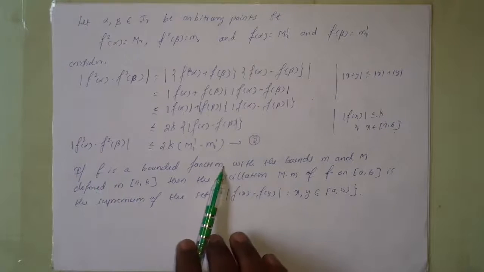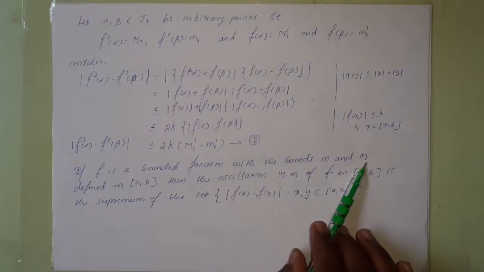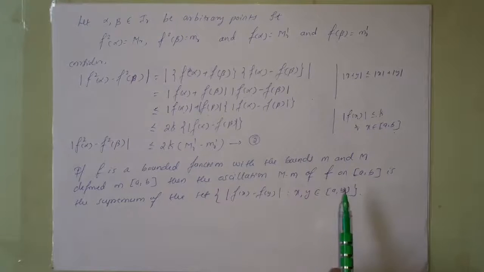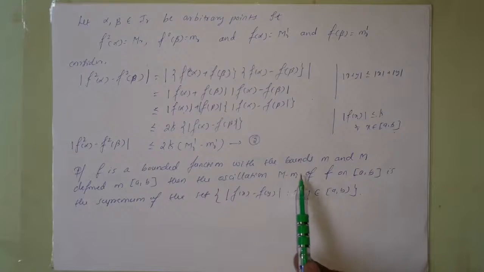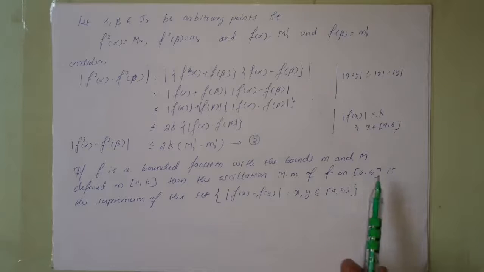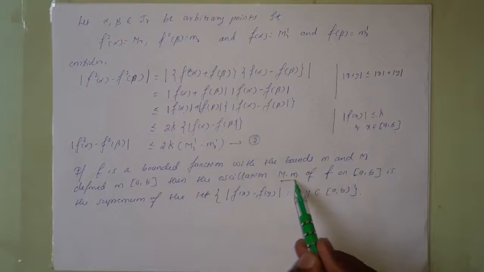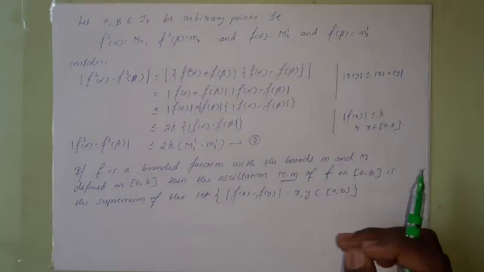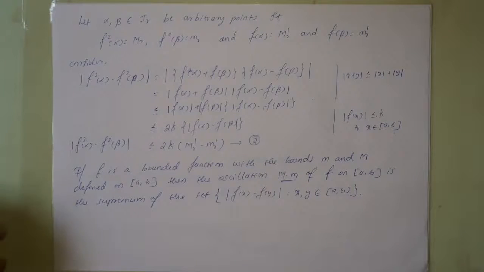So here f is a bounded function with the bounds small m and capital M defined on some closed interval AB, then the oscillation of the function is given by upper bound minus lower bound of the function f on the same interval AB, then this oscillation is the supremum of the set mod f of x minus f of y, where x and y are the points of the closed interval AB. Now we are going to use the same property for the function f square.